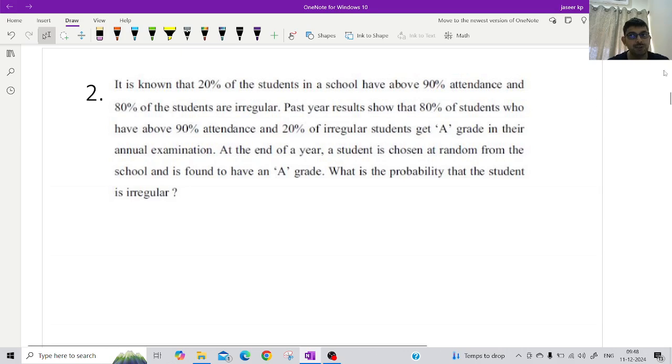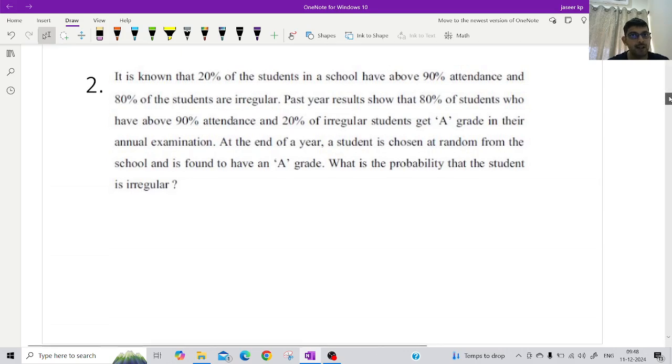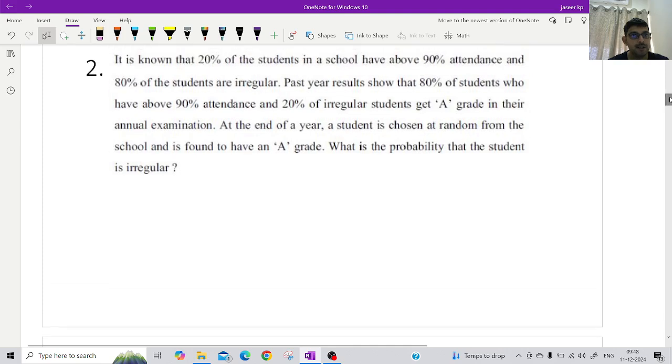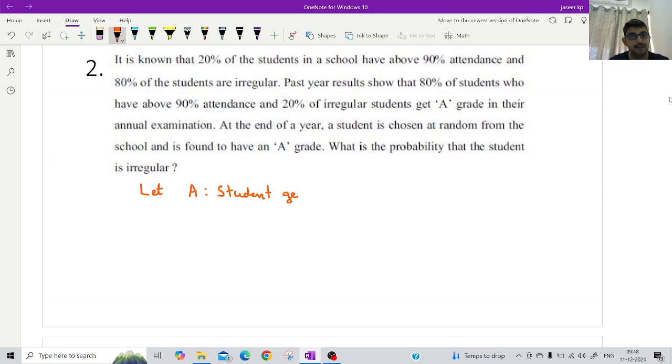So there are two types of students, that is students having more than 90% attendance and another is irregular students. And the probability of getting A grade for both of the categories are also given. So one of the students is selected at random and is found to have A grade. So that will be taken as event A. So A is the event, student getting A grade.